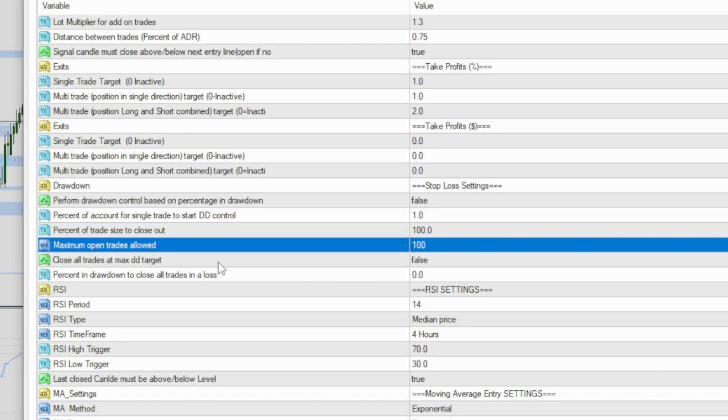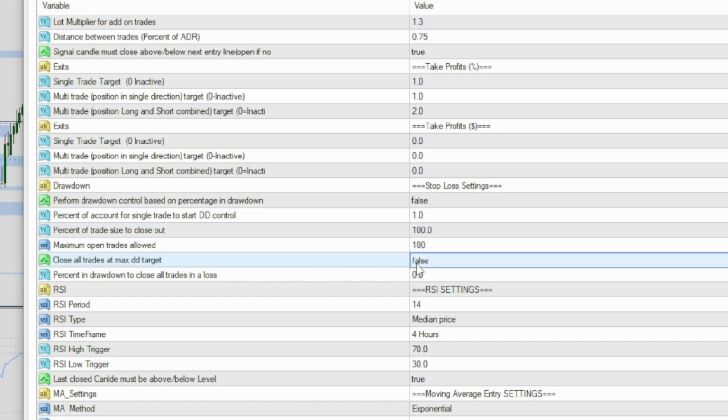You can have maximum trades allowed, close all trades in a max drawdown target. So if you set this to true and you say, if the account goes into 5% of drawdown, just close everything off. Take me out. Those are our drawdown control settings.